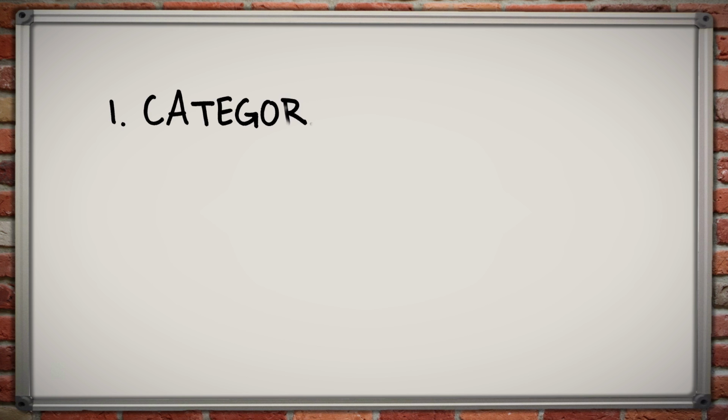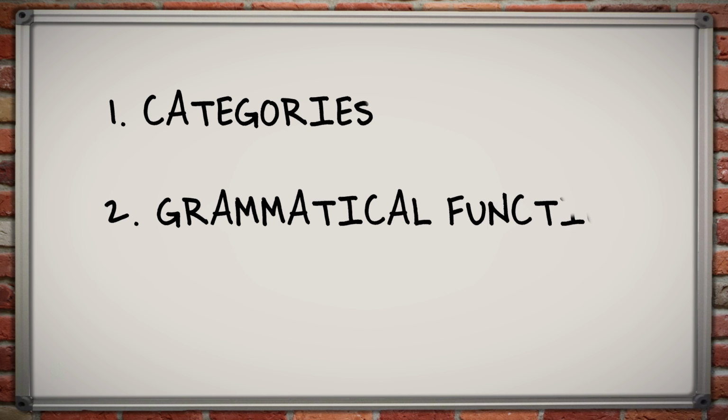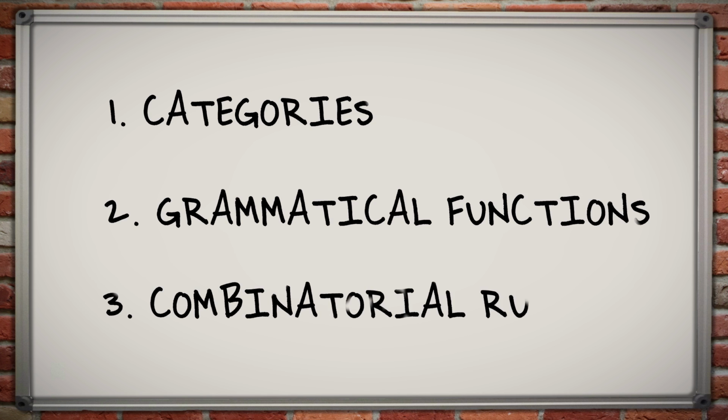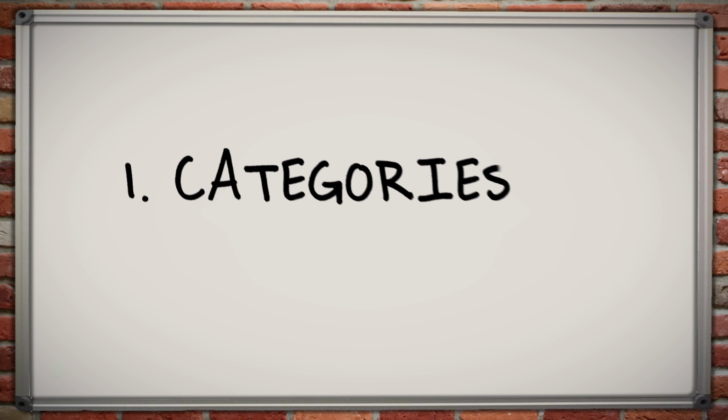Categories, such as noun and verb. Grammatical functions, such as subject and object. And rules for combining meaningful units, such as morphemes and words, into larger units, such as constituents and sentences. Let's start with categories. What is this?